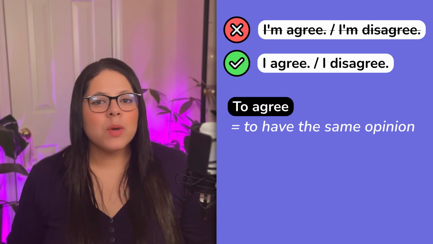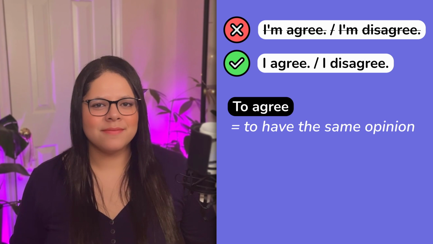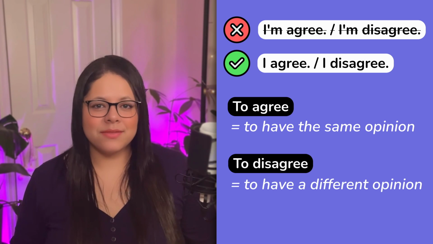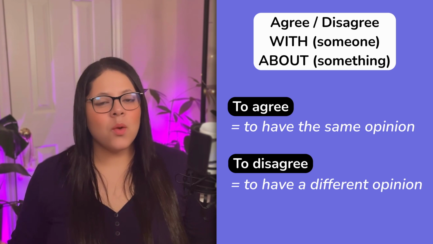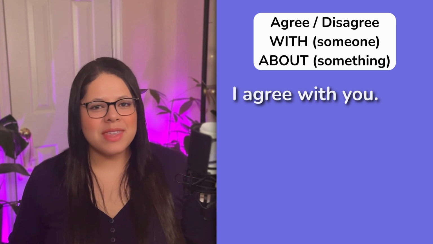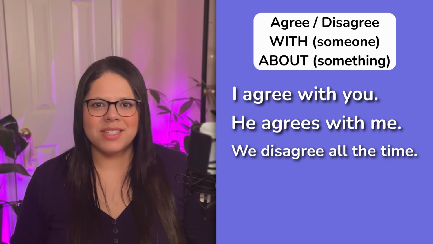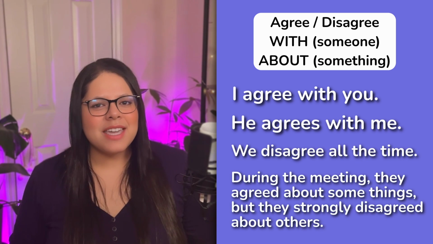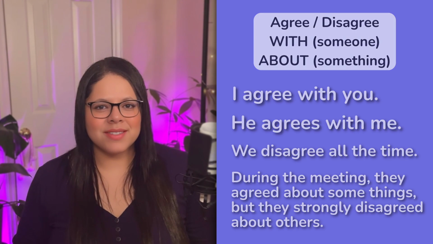If you say that you agree with someone, that means you have the same opinion as them. And if you disagree, you have a different opinion. In this context, you can agree or disagree with someone or about something. I agree with you. He agrees with me. We disagree all the time. During the meeting, they agreed about some things, but they strongly disagreed about others.